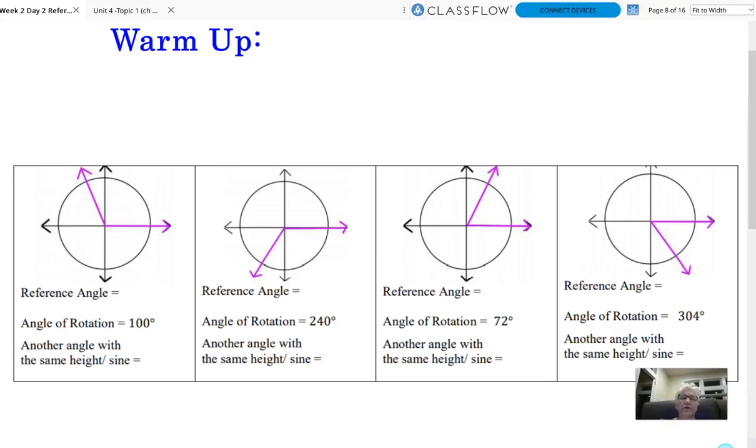Hello, period 4, and anybody else from Algebra 2 who is watching this video lesson of what we were learning on day 2 of week 2. This is using the angle of rotation and the reference angle to do sine ratios in our unit circle.